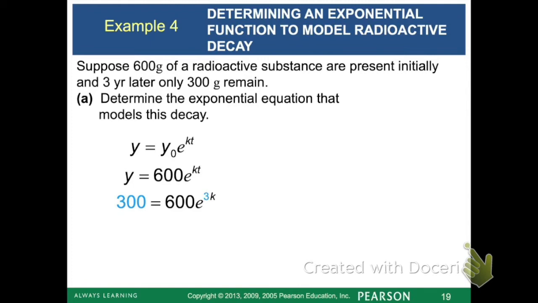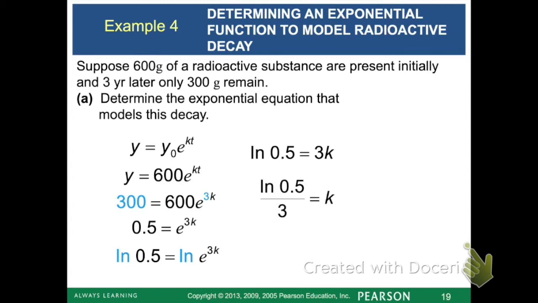Start by dividing both sides by 600. And then we're going to take natural log of both sides. On the right side, natural log and e will cancel out. And then we can divide by 3. That gives us an approximate k value of negative 0.231. It makes sense that k is negative since we have a decay situation going on here. So we get our exponential model of y equals 600 e to the negative 0.231 t.